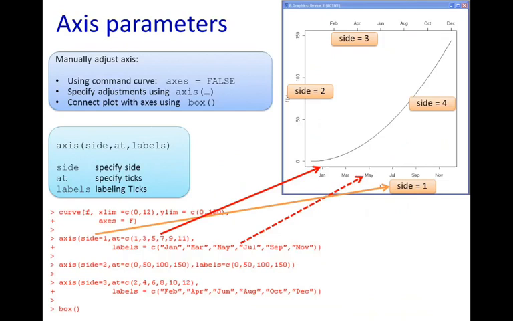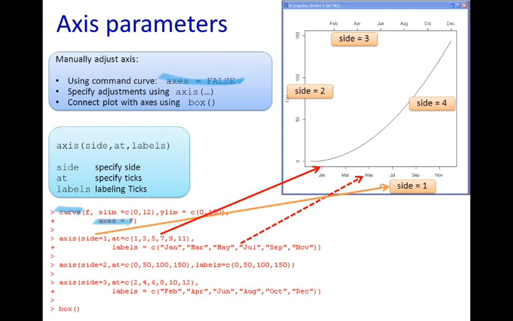The next small topic is the axis parameters. So it can be very useful to adjust axis parameters, be it concerning the axis range or be it concerning the axis labels. You can do that manually. What you have to do first is use the command axis equal to false in the curve command. So that happens down here. You specify the ranges and everything and you plot your curve, but you do not want to see axis.